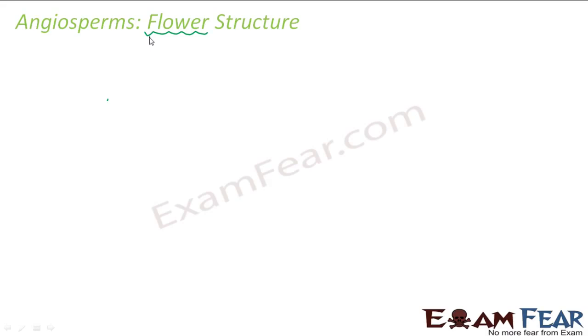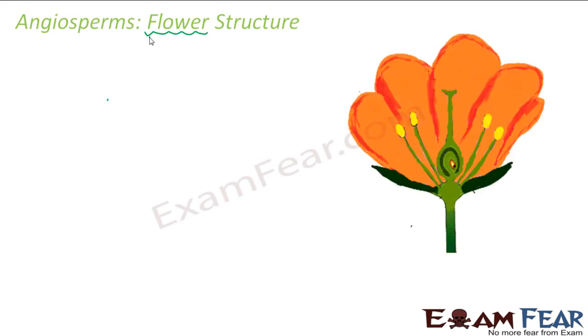So let us focus on the structure of a flower. Here we have a rough structure of the flower, just to label and show you the different parts of the flower. The first part is the stalk. What is the stalk? It is the axis that holds the flower. So this is the stalk, because it is an axis which helps to hold the flower. It is a tube-like structure.